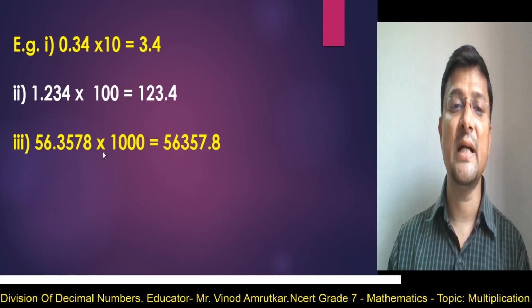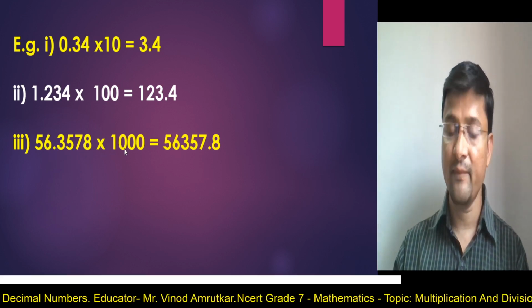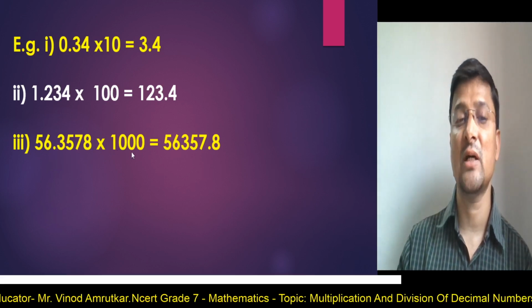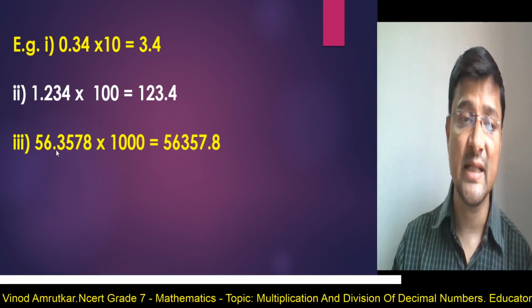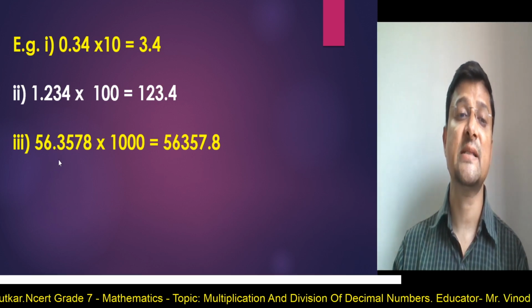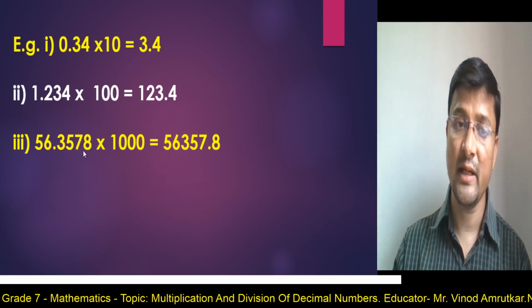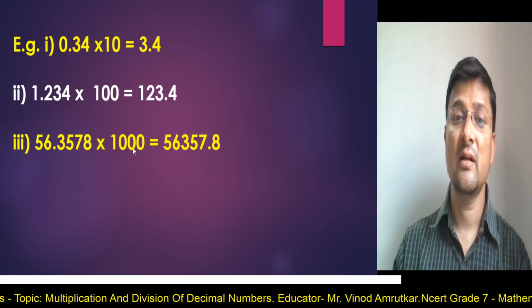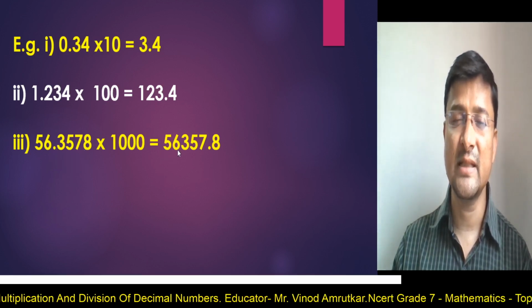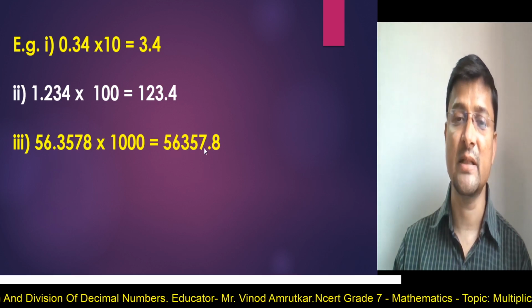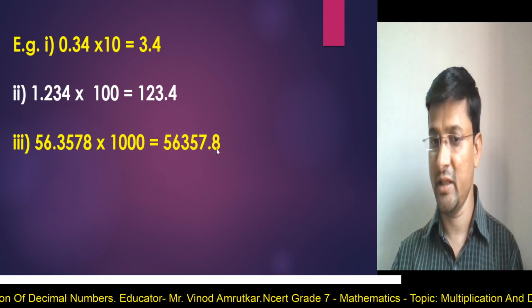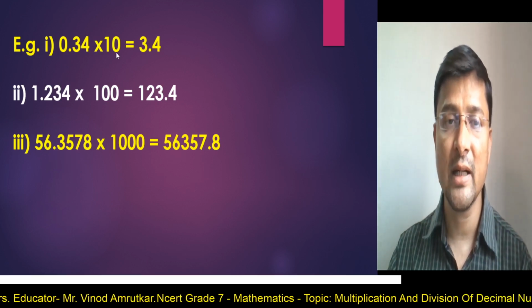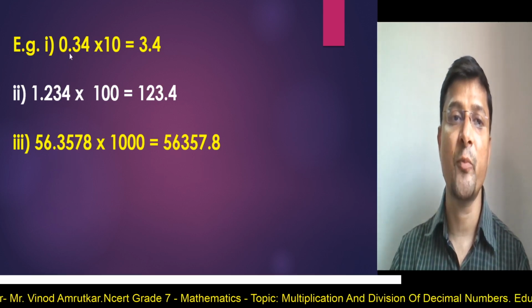And now third example, 56.3578 multiplied by 1000. Okay, now the number is 1000 and there are 3 zeros in the 1000. So now we move this decimal point to the right side by 3 digits. Okay, that means after 7. So what is the answer? The answer is 56,357.8.